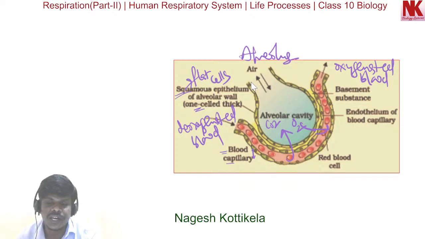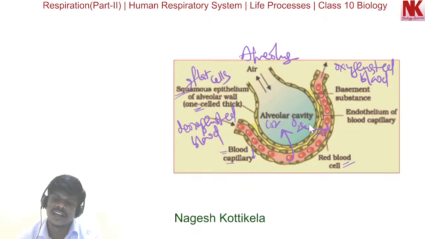Here you can see the one-celled thick squamous epithelium of the alveolar wall, and the one-celled thick walls of the blood capillary. Between these two, a basement substance is present. The red blood cells present inside the blood contain the respiratory pigment hemoglobin, which has affinity towards oxygen and can transport the oxygen. This is how the gaseous exchange process occurs in alveoli.